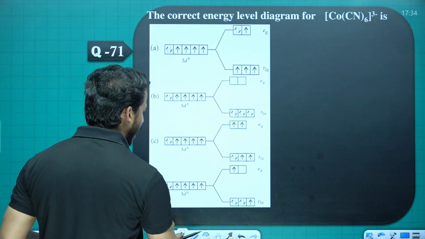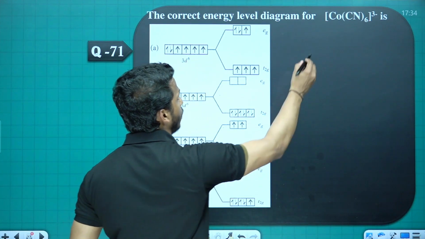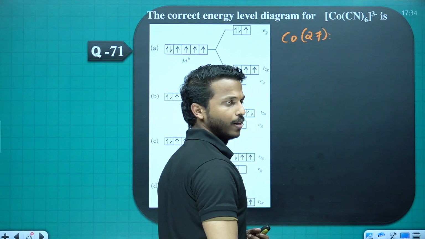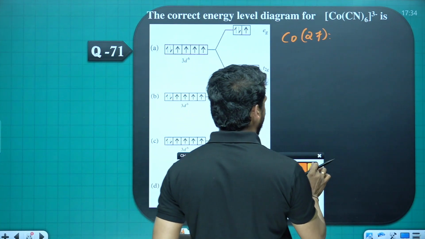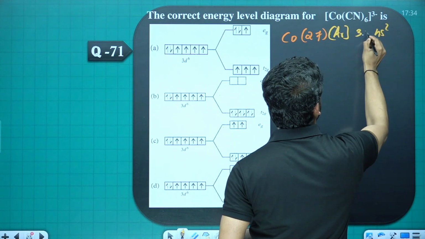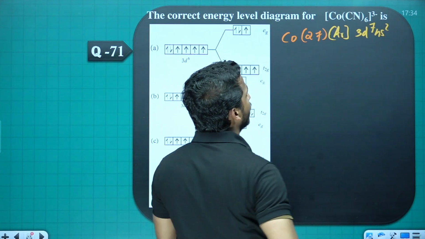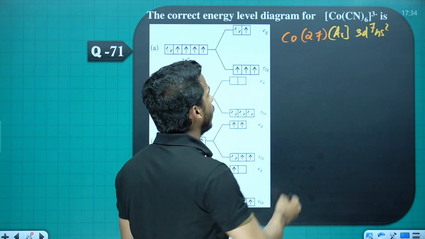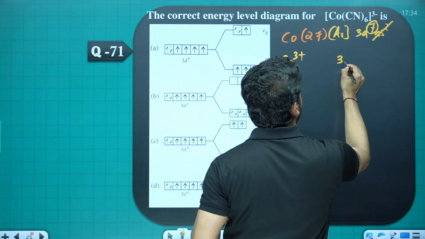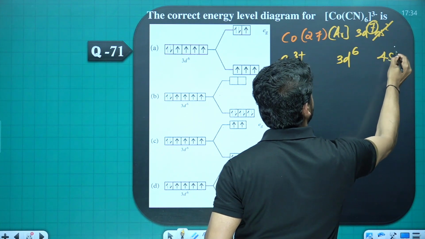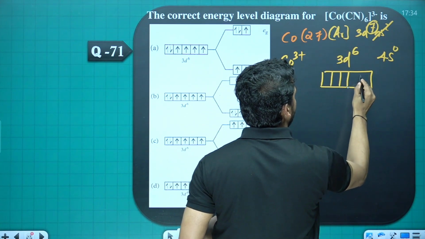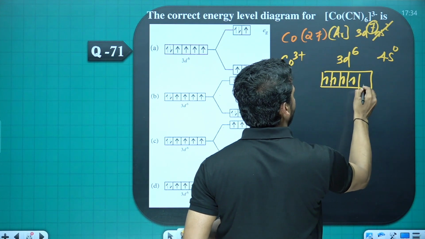Now, what is the correct energy level diagram for the complex here? Again, cobalt is the metal, 27 is the atomic number. Cobalt 27, what is the configuration we can write? We can write argon with 4s2, 3d7. Here cobalt charge, you calculate, all of you, you will get cobalt 3 plus. Cobalt 3 plus means this 2 and this 1 gone, remaining 3d6 and 4s0. And 6 electrons, how can you write it? Normally we can write 1, 2, 3, 4, 5, 6.